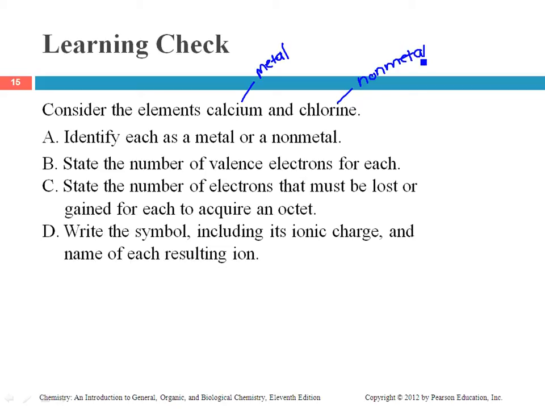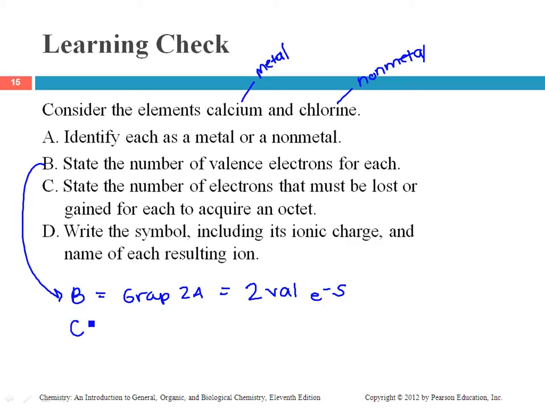Okay, now we want to state the number of valence electrons for each. We learned this in chapter 3. For part B, for our representative elements, all we have to do is look at the group number. Calcium is in group 2A, and so it has 2 valence electrons. For chlorine, it's in group 7A, and so it has 7 valence electrons.